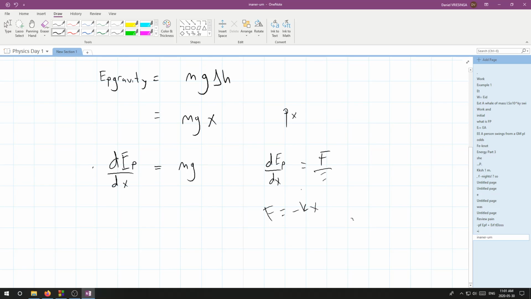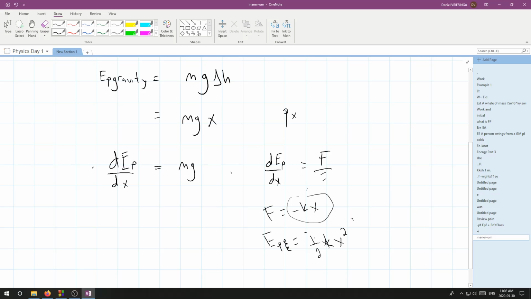So if I need to know the potential energy on my spring, all I need to do is find some sort of function that would give me as its derivative this value. And we figured out that it was 1/2 k x squared. No minus sign, actually.